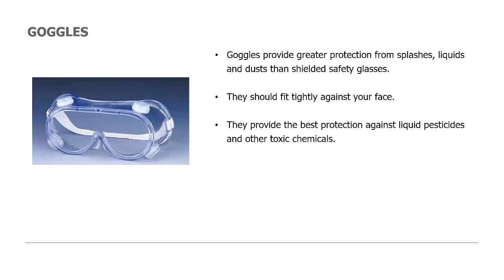Goggles. Like I said earlier, these are going to be used more commonly when you're working with chemicals, maybe in a laboratory setting, because these are going to provide greater protection from splashes, liquids, and dusts, a lot better than just safety glasses, because it's going to give you that seal that fits tightly around your face, which is going to be a barrier that protects you from those chemicals or splashes or dusts. Like it says here, they provide the best protection against liquids, pesticides, and other toxic chemicals.